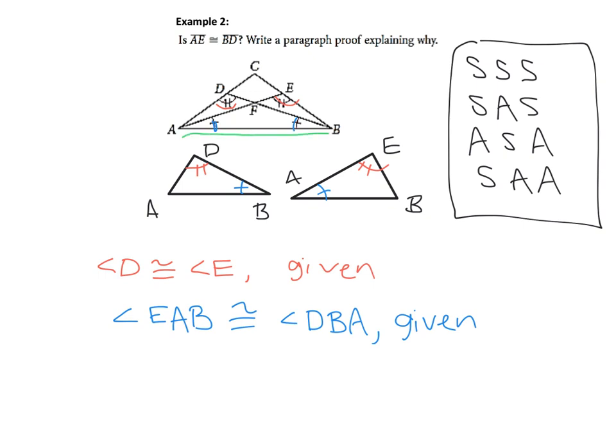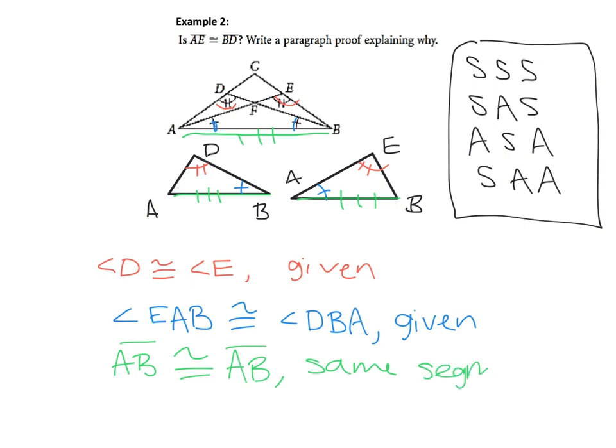So AB right here. AB is congruent to AB because it's the same segment. Or you could say the same side. That would work too. Alright, so now we have two angles and a side, and I need you to figure out which of our triangle congruency shortcuts proves that these two triangles are congruent to each other. So it's two angles and a side. Which one is it?